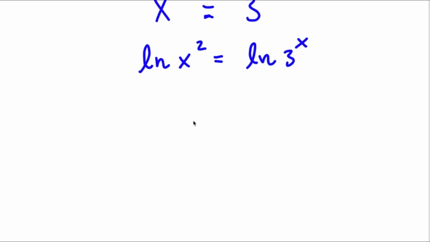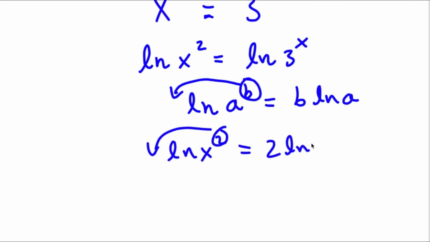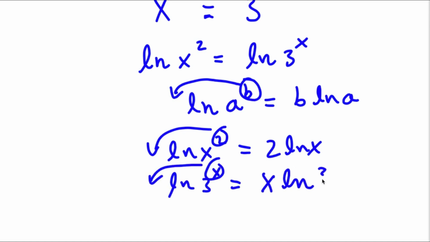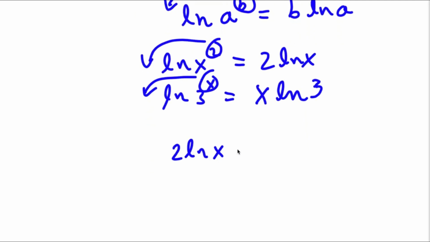Now if I take the ln of something in the form a to the power of b, I can actually move this exponent b to the front of the logarithm. So this would equal b times ln a. So in this case, ln x squared, this is going to equal 2 times ln x. And ln 3 to the power of x, this is going to equal x times ln 3. Now I have 2 ln x is equal to x ln 3.